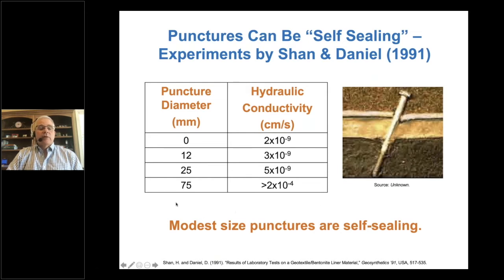This is some early experiments done by Dave Daniel, again with one of his students, showing that punctures up to a quarter inch, or 25 millimeters, in diameter can self-seal with essentially no impact on the hydraulic conductivity. And I think the classic photograph is the one shown on the right. I've had this in my files forever. I don't even know where it came from. I wish I did know. But with the bolt penetrating through the GCL, the bentonite just seals around it. Modest size punctures are self-sealing, and that's a real advantage.